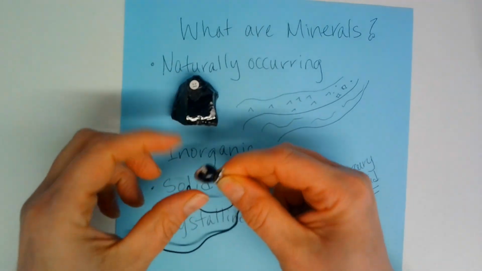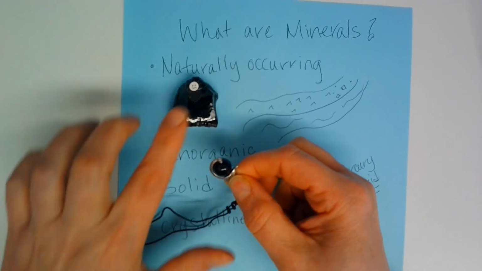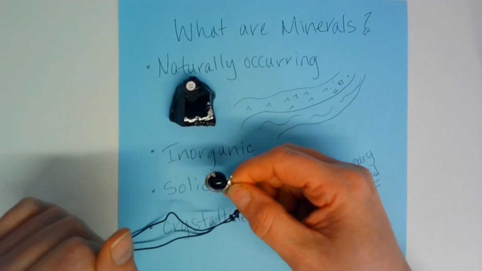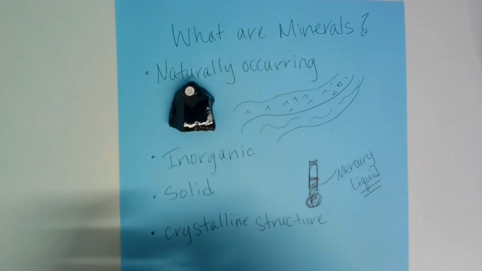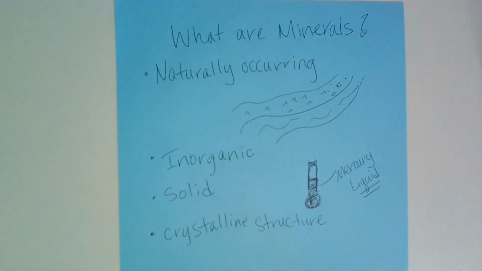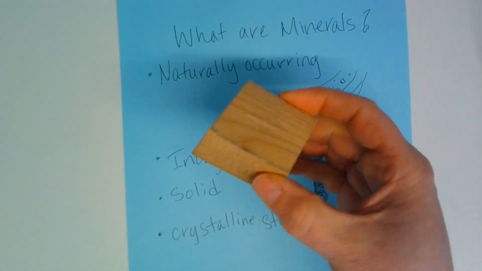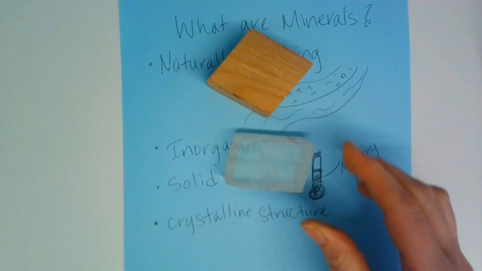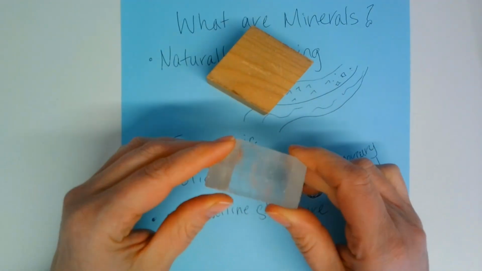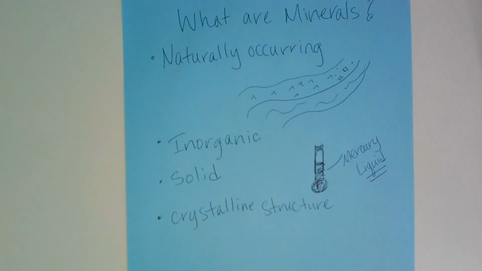You just put the rock, you chip it away, and then put it into a tumbler, and it makes a circle shape. Obsidian does not have a crystal structure, so that means it cannot be a mineral. So that's an example of something that's not a mineral. But if you look at something like, so this wooden block is just an example of a shape. This is a crystal that happens to have a very well-defined crystal shape. So that would be an example of a mineral.